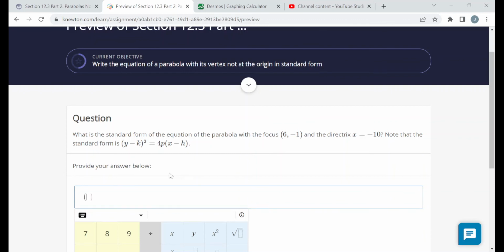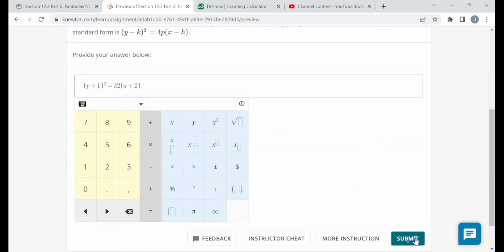So I'd have the quantity y plus 1 squared equals, and then something times x plus 2. I just need to find that coefficient in front. And like I said, p is 8. 4 times 8 would be 32, right? Because the focus is 8 units to the right of the vertex (-2, -1), and this should be good. y plus 1 squared equals 32 times x plus 2.